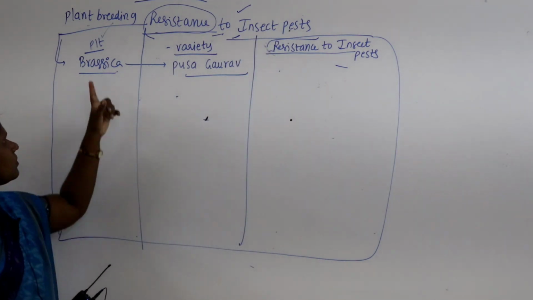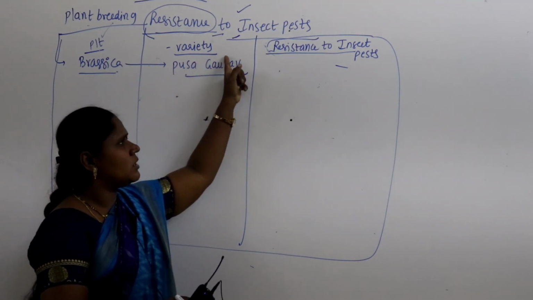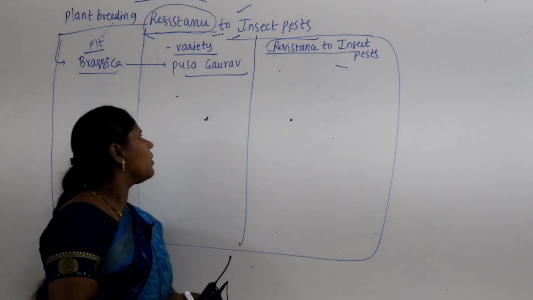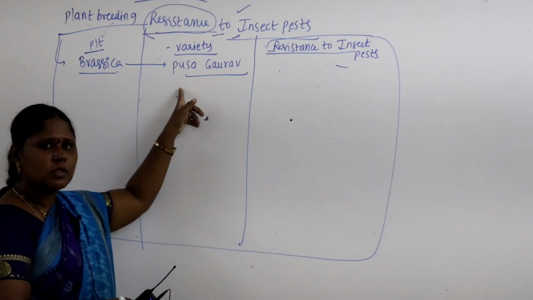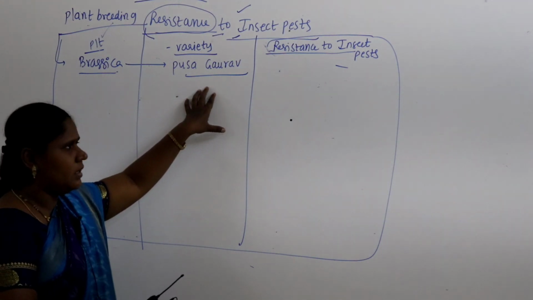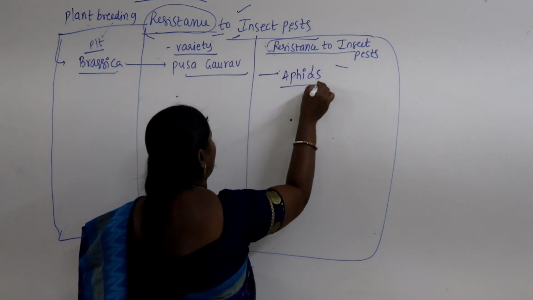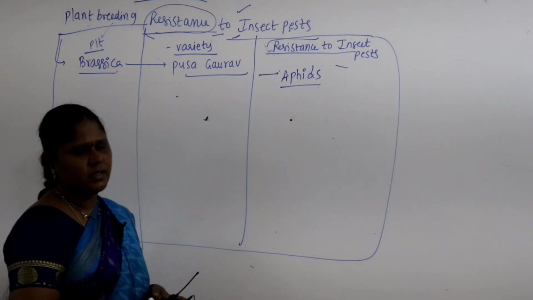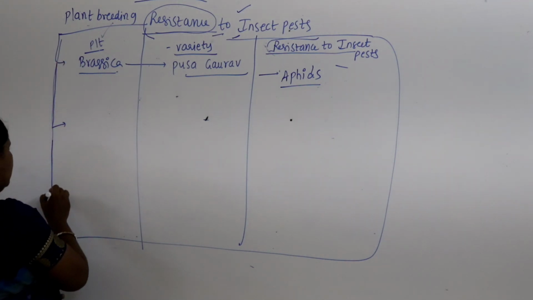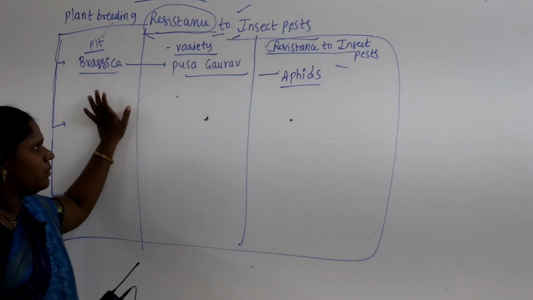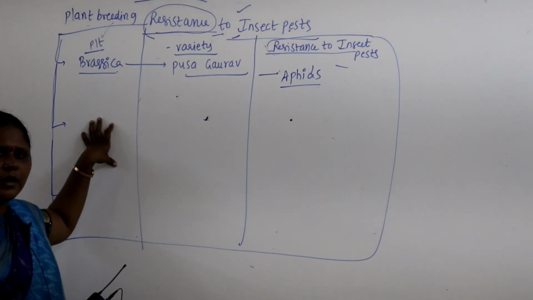So here these are the headings: plant name, variety, and what it shows resistance to, right. So Brassica is the one where the variety created is called Pusa Gaurav. This particular variety shows resistance to aphids. Now it shows resistance to what? Aphids, right. And next, we can talk about three things: one is Brassica, other one is Okra, and other one is cowpea.